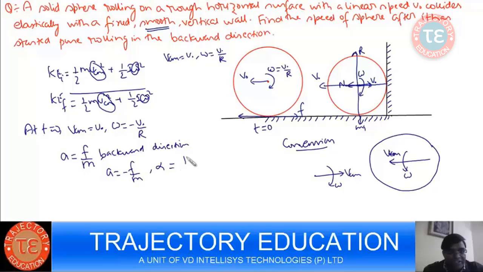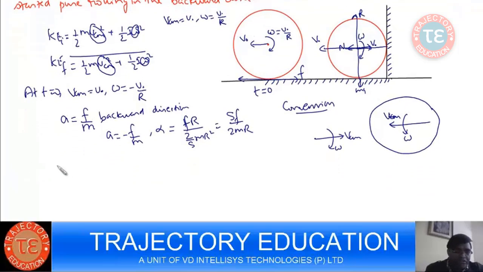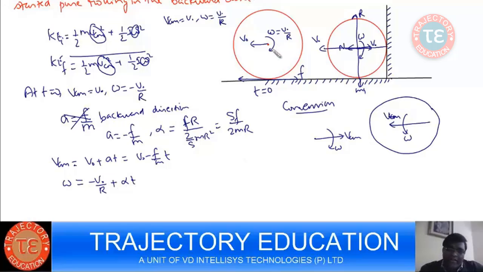And what's alpha? Alpha is torque upon moment of inertia, that is 5F by 2mr. So VCM is going to be V0 minus AT, that is V0 minus F by M into T, and omega is omega naught, that is minus V0 by R, plus alpha T. So you find that omega becomes less and less negative, or in magnitude omega will fall to 0, and then the direction of omega will reverse. Time will come when this omega R becomes equal to VCM.